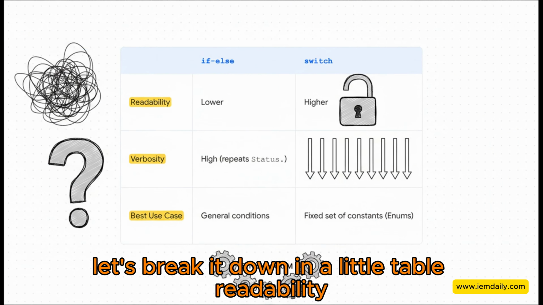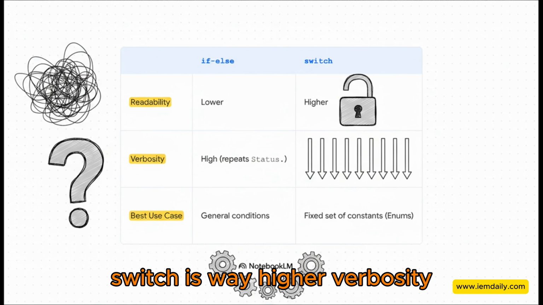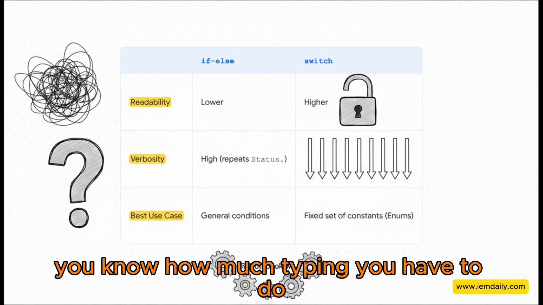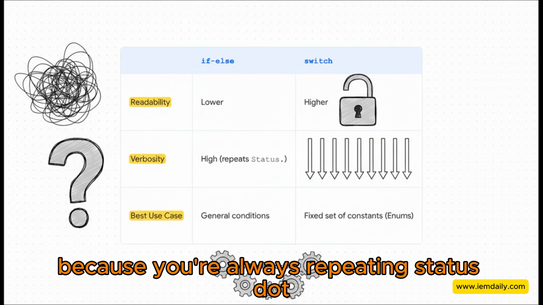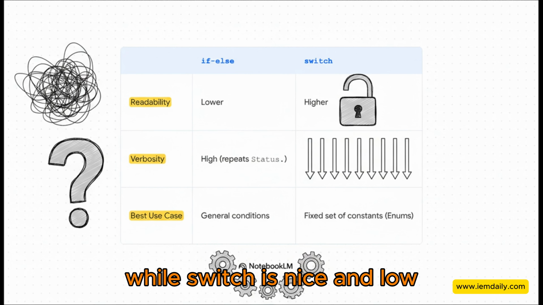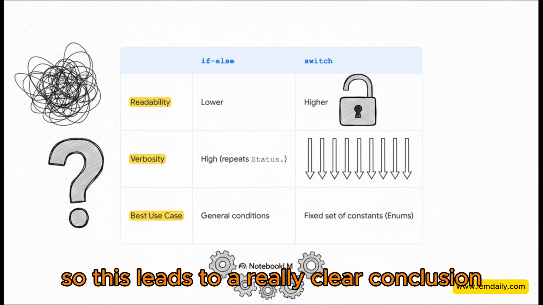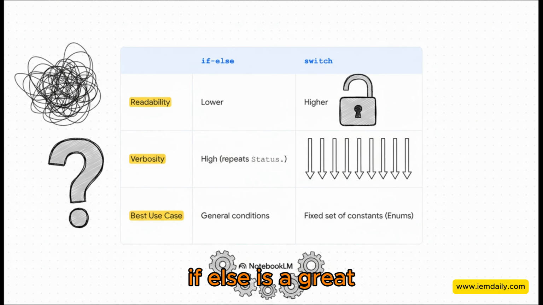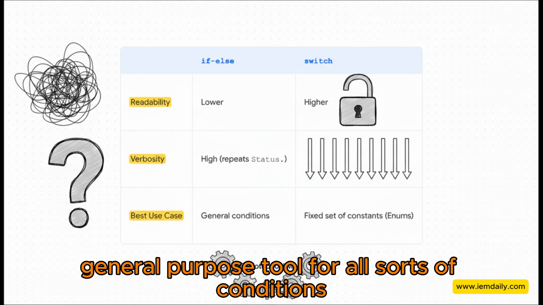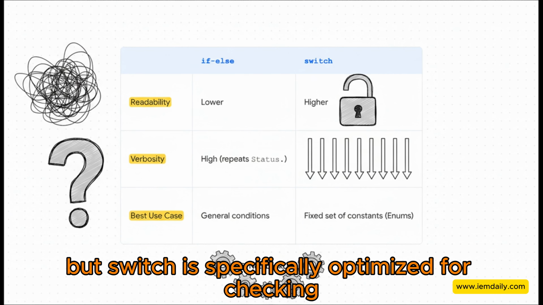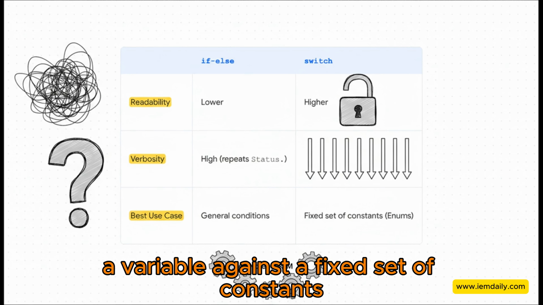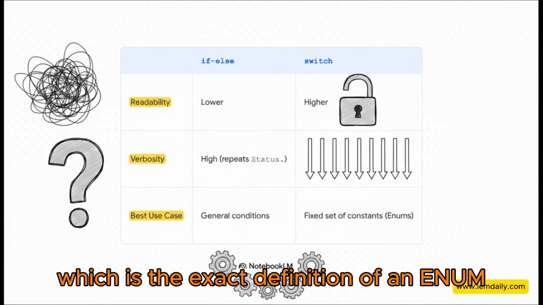Let's break it down in a little table. Readability: switch is way higher. Verbosity, you know how much typing you have to do? If-else is high because you're always repeating Status dot, while switch is nice and low. So this leads to a really clear conclusion. If-else is a great general-purpose tool for all sorts of conditions, but switch is specifically optimized for checking a variable against a fixed set of constants, which is the exact definition of an enum.